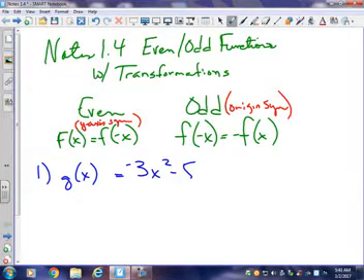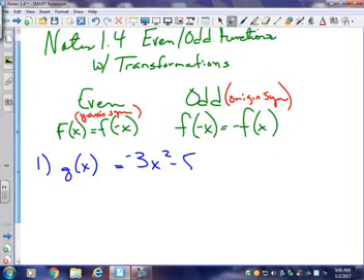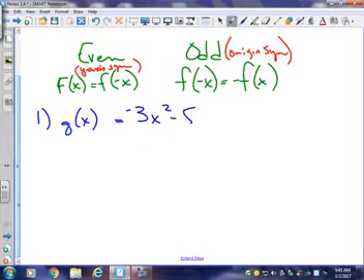So in our first example, I have g of x equals negative 3x squared minus 5. And what you do is you do both of these tests. So first you put the word even, and then you describe the test you're doing, and make sure you change the function name to the name of what function you're working with, like g of x, because I just about wrote f of x down for this problem. And I'm going to put a negative g of x.